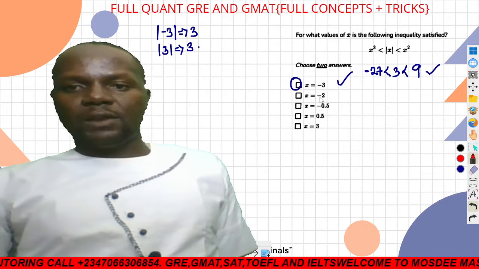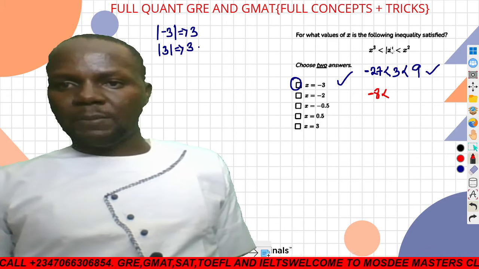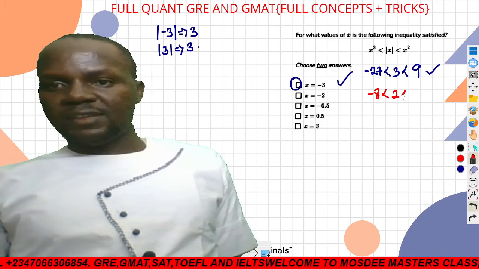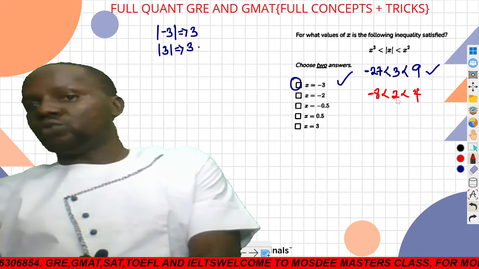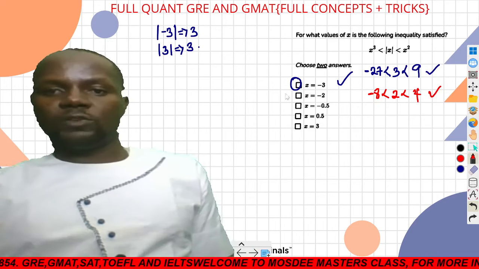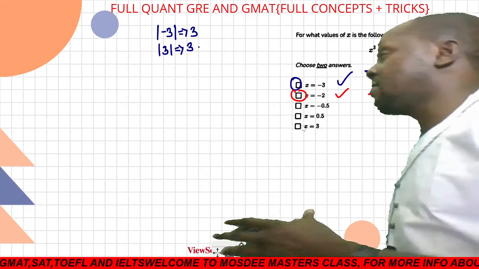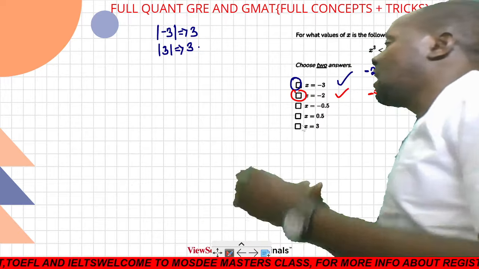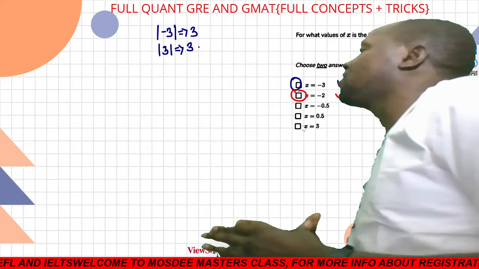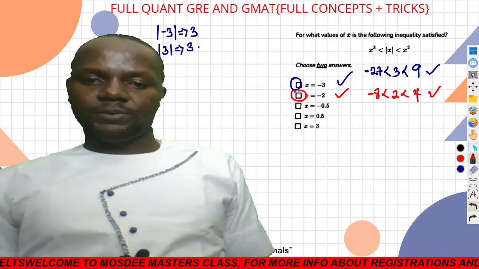Let's test it. Minus 2 raised to 3 is minus 8. It's less than, when we put minus 2 in the bar, it will be 2. It's less than minus 2 raised to 2, which is 4. Very correct. Minus 8 is less than 2, and 2 is less than 4. It's also correct. So these are the two answers. We don't need to waste our time. Luckily for you, the first two options are the right answer. No need of wasting time. The next one.